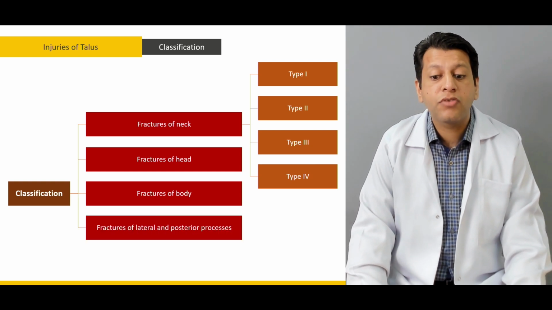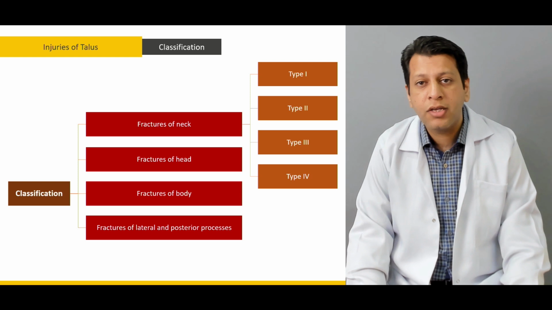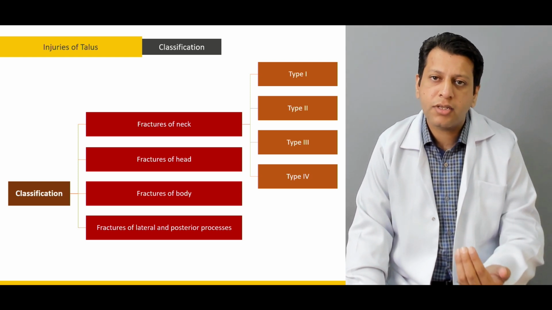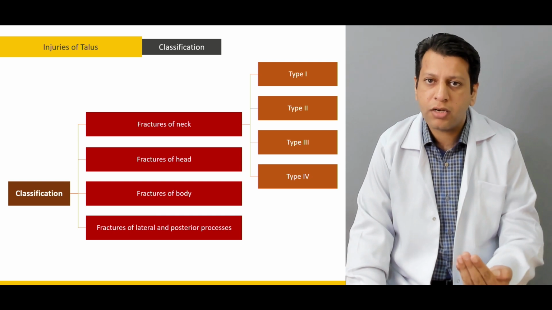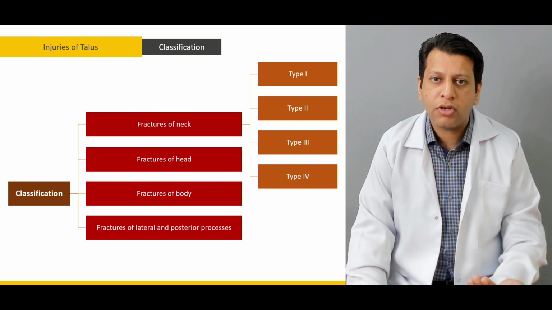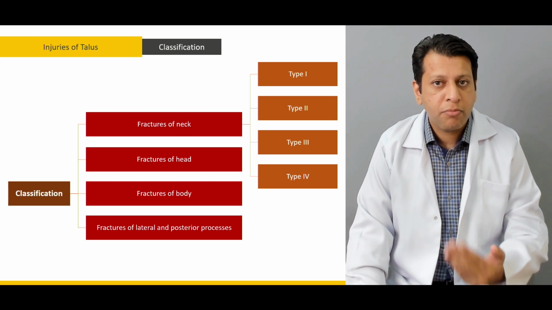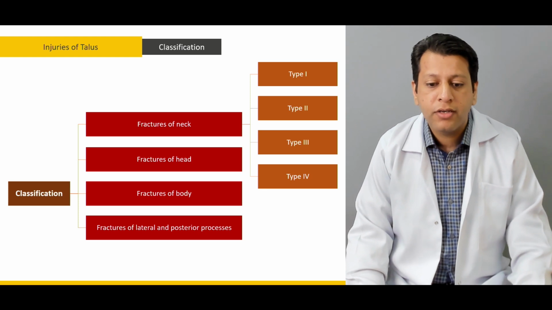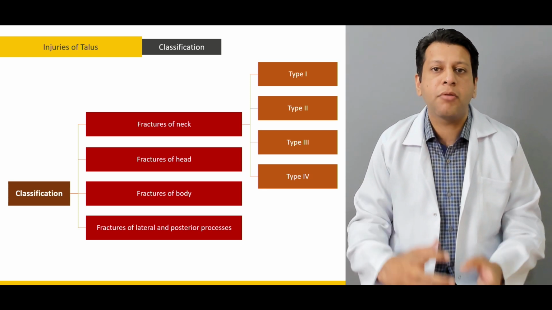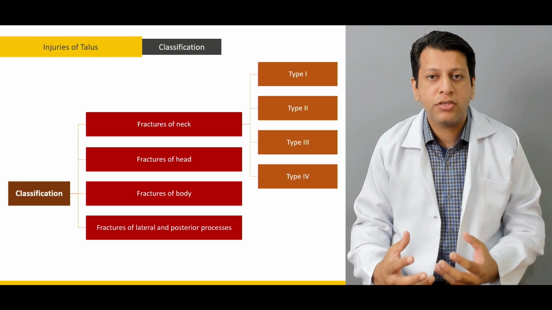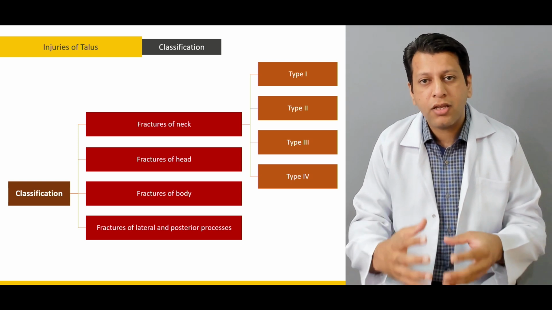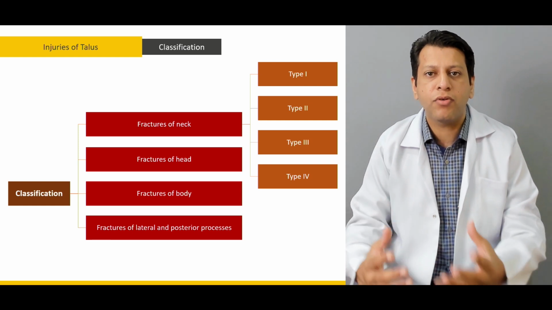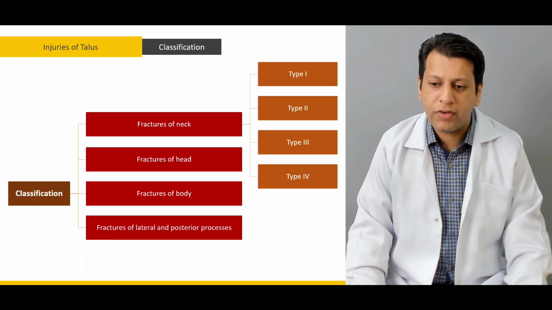The other is the fracture of the lateral and the posterior processes. Anatomically, I told you there is a posterior process as well as a lateral process. The lateral process articulates with the sustentaculum tali. The posterior process articulates with nothing, but there is the tendon of flexor hallucis longus which passes just below it. Therefore, these are separate entities and they're shelf-like projections of the talus. They can get fractured or avulsion fractures can occur, and they are classified differently from talar neck fractures.